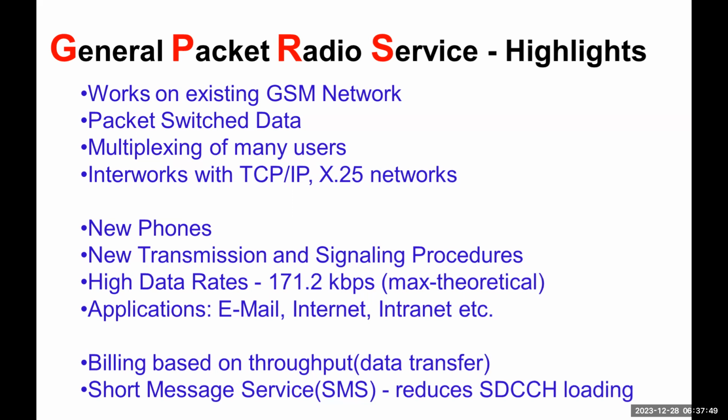Similar to high-speed circuit switch data, we can get a maximum of 171.2 kbps data rate theoretically by using the 8 time slots. If one subscriber is given all the 8 time slots, then the maximum theoretical data rate will be 171.2 kbps. This practically at this stage looks impossible due to design challenges of the mobile phone and quality of the air interface due to spectrum limitation.